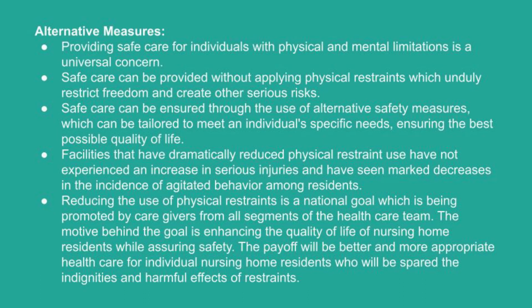There are so many alternative measures to restraints, but that's out of the scope of this module. But just know that everybody is concerned with providing safe care for individuals with physical and mental limitations. That is universal. Self-care can be provided without applying physical restraints or chemical restraints, which unduly restrict freedom and create other serious risks. Safe care can be assured through the use of alternative safety measures, which can be tailored to meet an individual's specific needs, ensuring the best possible quality of care.